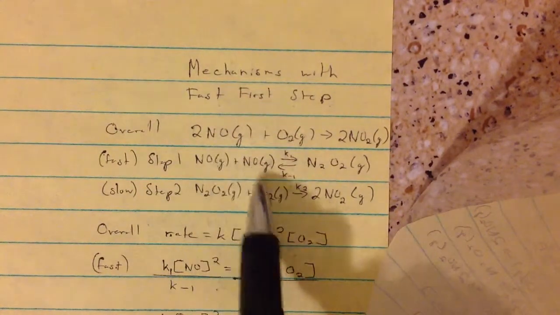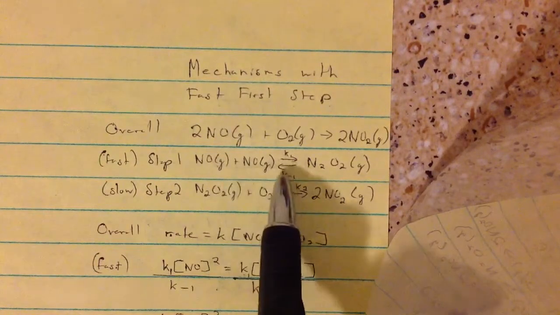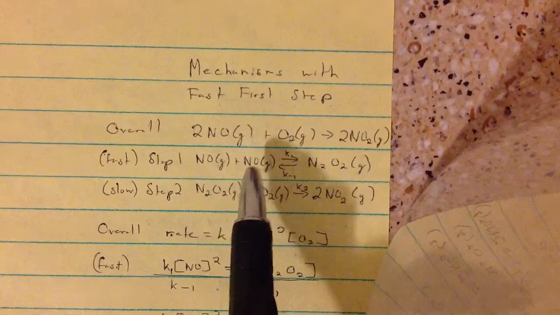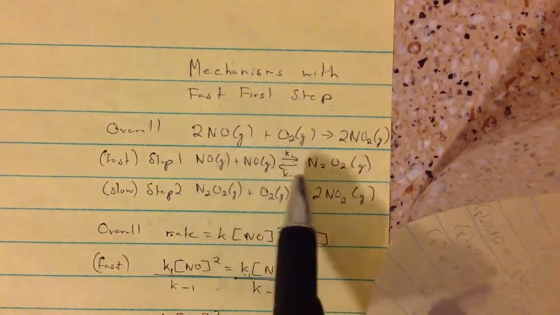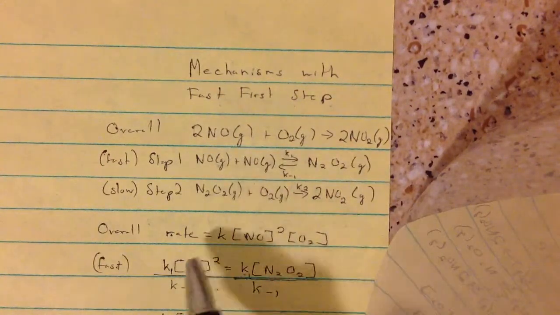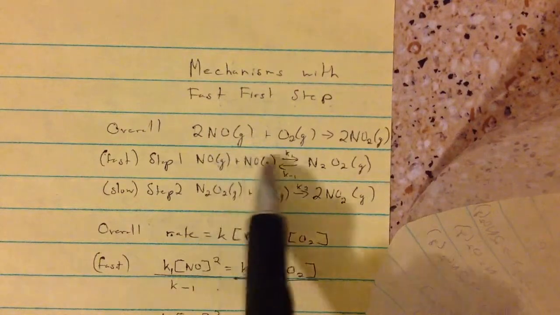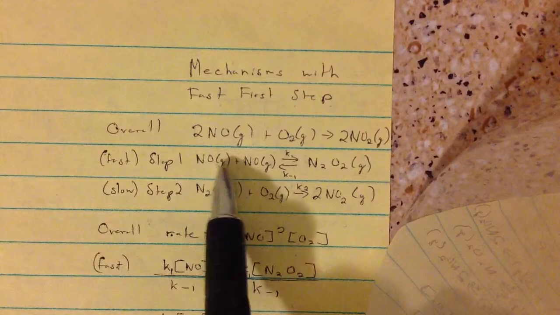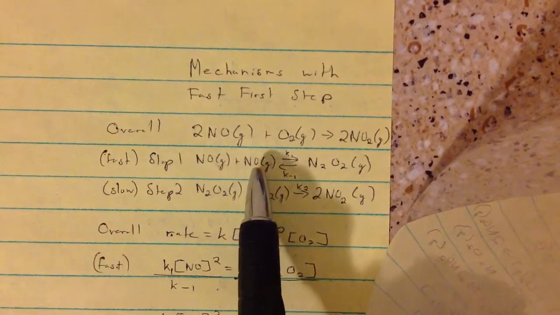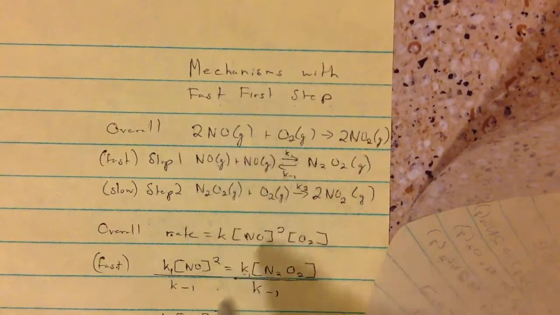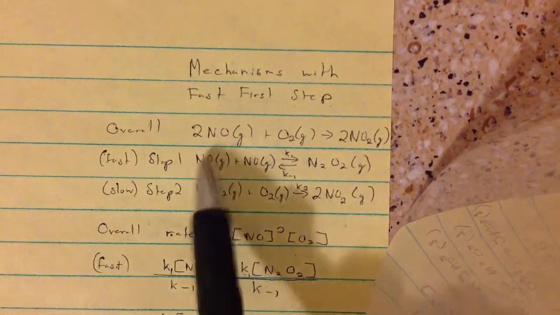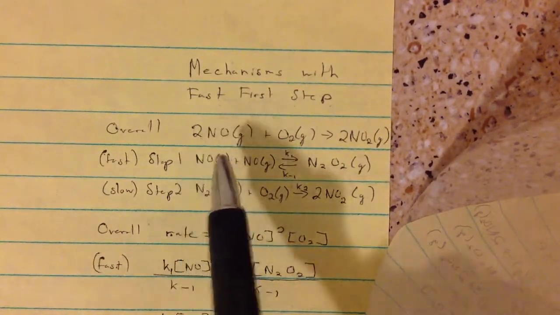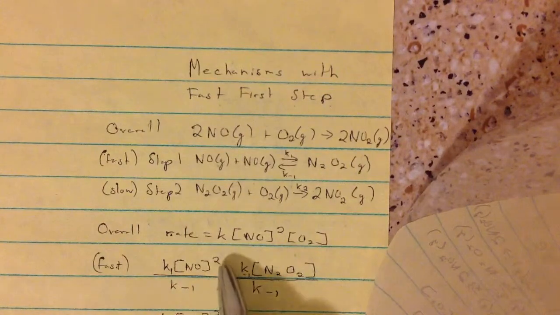For the fast step, it's in dynamic equilibrium, meaning this rate law will equal this one, so we can set them equal to each other. If we do the rate law of this one, it'll be K1 times NO, because this becomes 2NO, and NO is the concentration and 2 is the coefficient. In an elementary step, you can actually use the coefficient as the exponent.